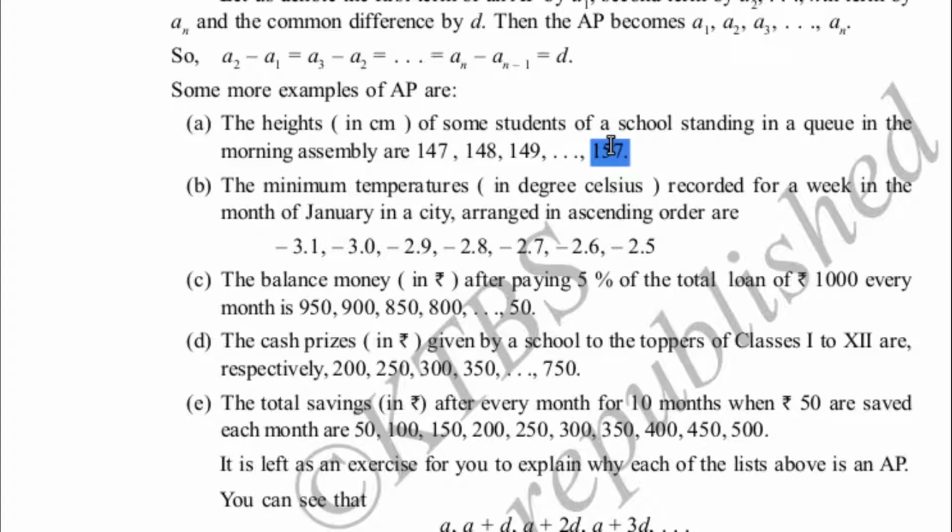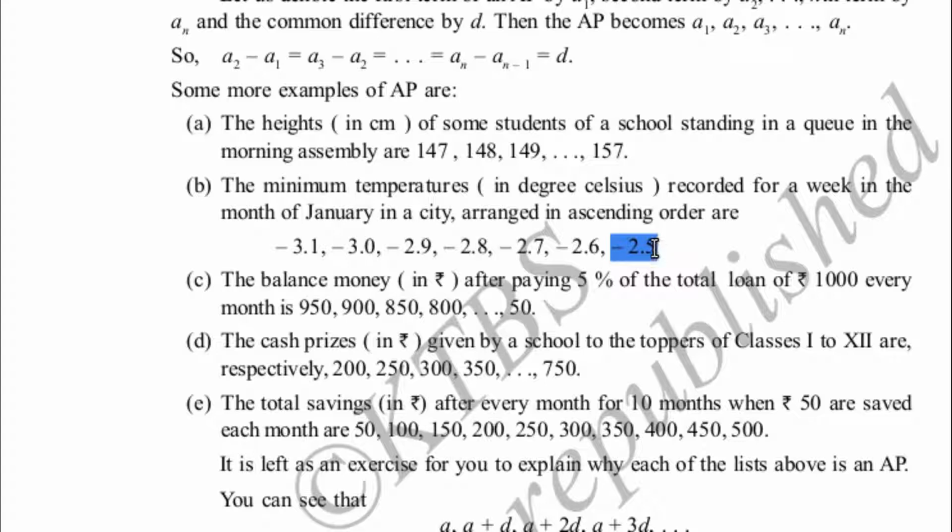and the last term. In the second example we can notice the minimum temperature in degrees Celsius recorded for a week in the month of January in a city, arranged in ascending order. So on the first day of the week the temperature is minus 3.1 degrees Celsius. On the second day the temperature is minus 3.0 degrees Celsius. On the seventh day the temperature is minus 2.5 degrees Celsius.